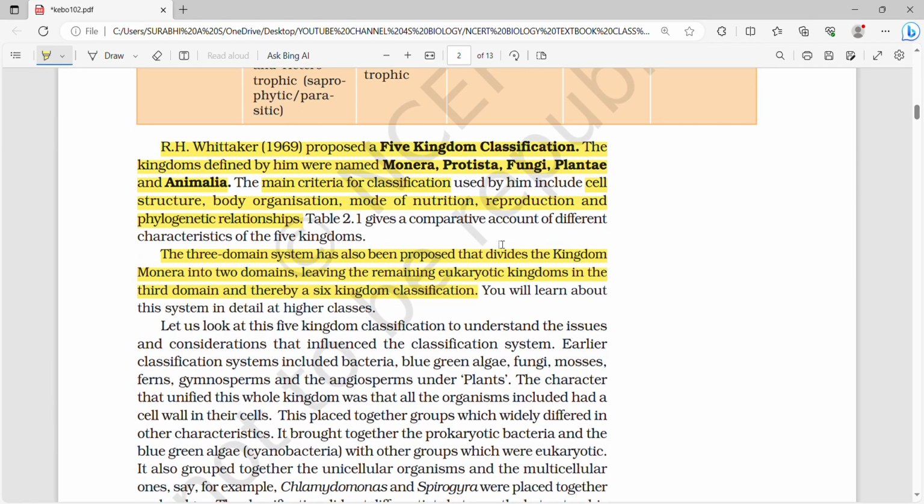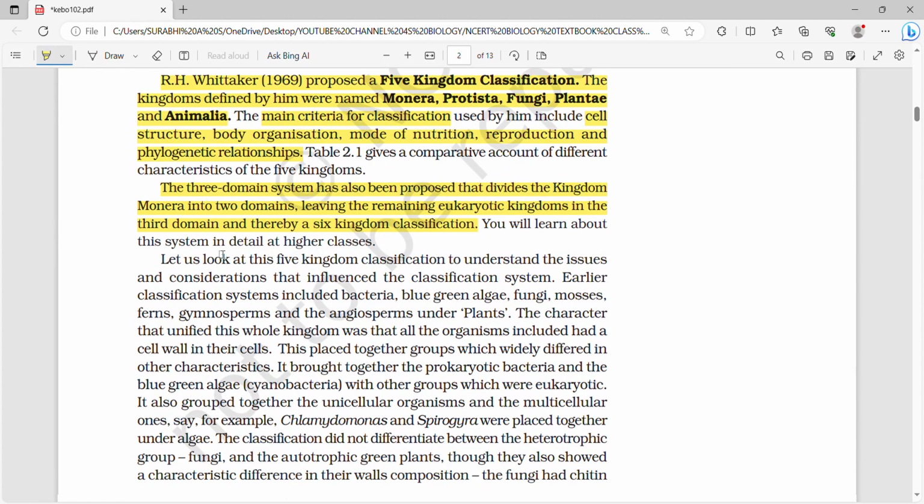Next, R.H. Whittaker proposed the five kingdom classification, which includes Monera, Protista, fungi, Plantae, and Animalia. There are a few main criteria. This is very much important. It is a most probable question for NEET as well. So the main criteria are cell structure, body organization, mode of nutrition, reproduction, and phylogenetic relationships. So there are five main criteria for the five kingdom classification.